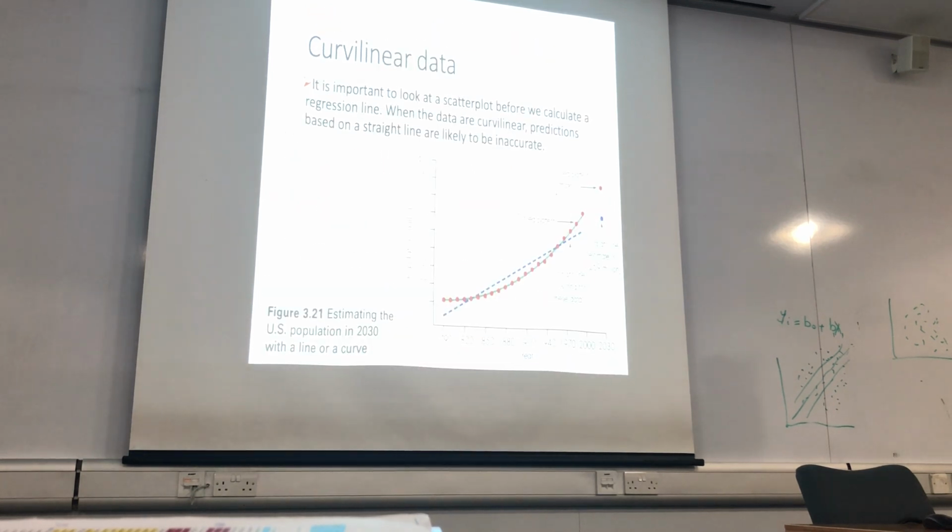The same thing when there is a curvilinear pattern and I use regression. Here we calculate a regression line and the data are curvilinear; predictions based on the straight line are likely to be inaccurate. It's natural that when there is a curvilinear pattern, the regression error will be very big, because it's curvilinear. How can a line that you estimate through an equation predict something curved? It doesn't work. But some people do it. Okay.